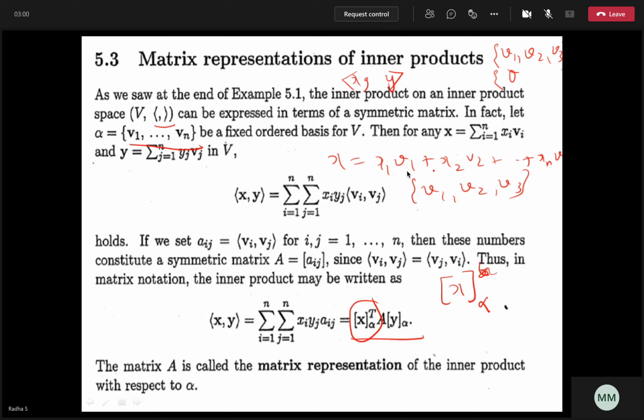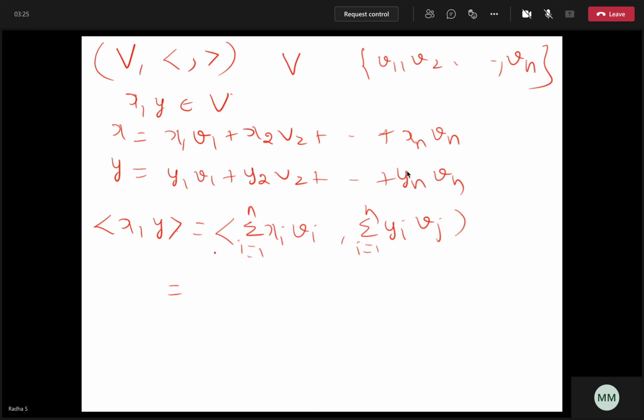X I am writing as x1 v1 plus x2 v2 etc. xn vn, right? So what is the coordinate vector of x with respect to alpha? Simply x1, x2, etc., xn, written as a vector. It is a vector from R power n. The transpose of this will be x1, x2, etc. So this inner product is nothing but x with respect to alpha, transpose, and y with respect to alpha.